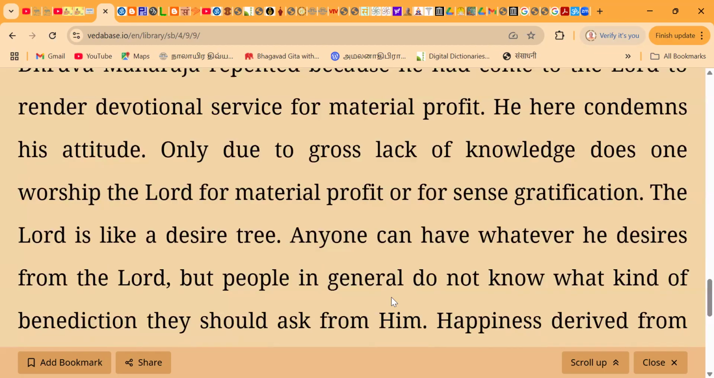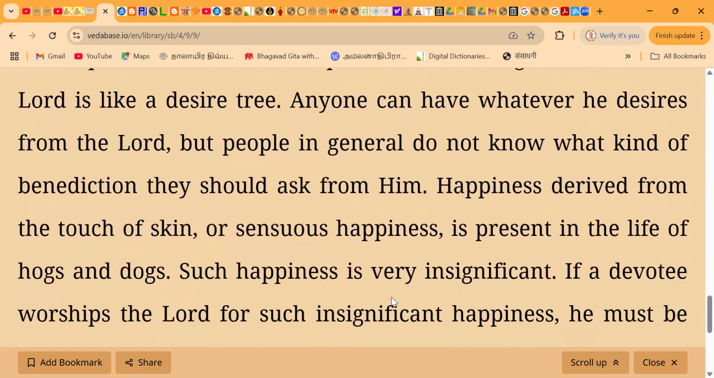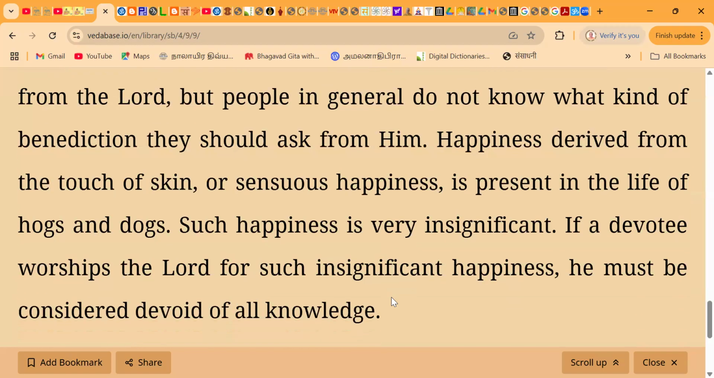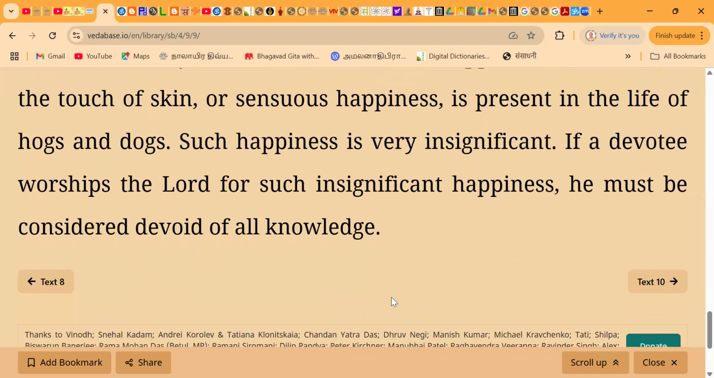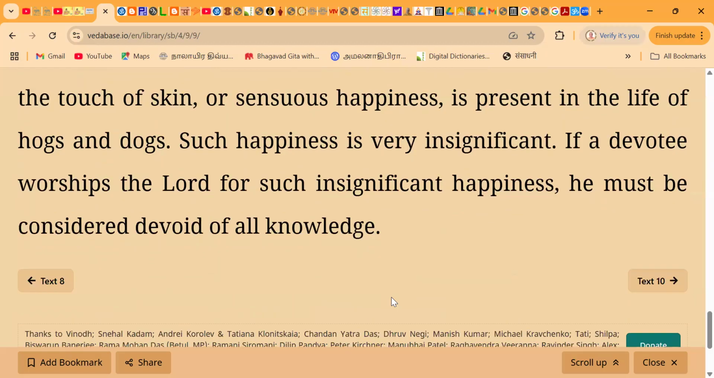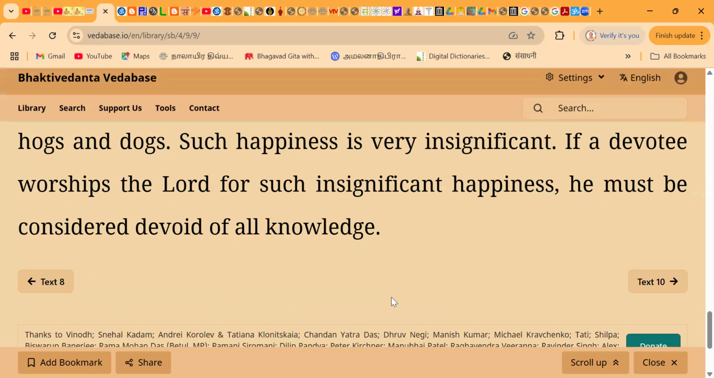So anyone can have whatever he desires from the Lord, but people in general do not know what kind of benediction they should ask from Him. Happiness derived from the touch of skin, or sensuous happiness, is present in the life of hogs and dogs. Such happiness is very insignificant. If a devotee worships the Lord for such insignificant happiness, he must be considered devoid of all knowledge.